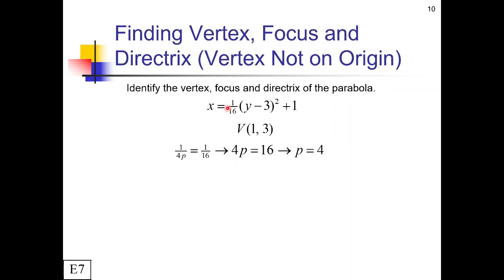Since this is a left-right parabola, we're going to mess with the x value of the vertex. We're going to be doing 1 plus 4, comma 3, which gives us 5, comma 3. Now for the directrix, we're going to do that 1 minus 4, and we're going to say x equals that, because it's, again, a left-right parabola. So x equals 1 minus 4, or x equals negative 3. And that's everything they asked for on this problem.